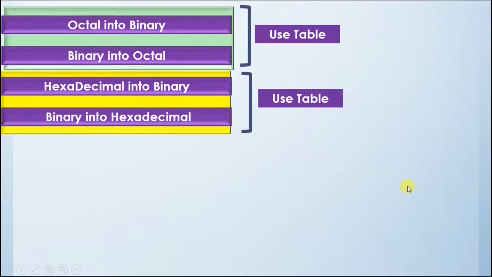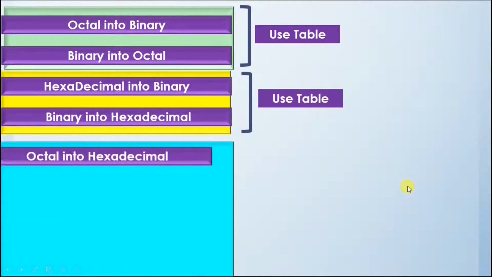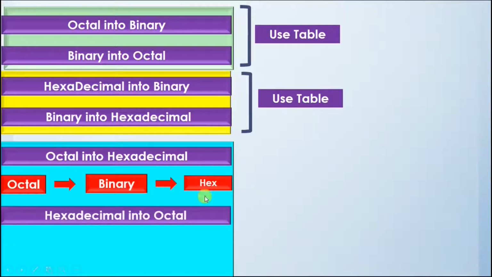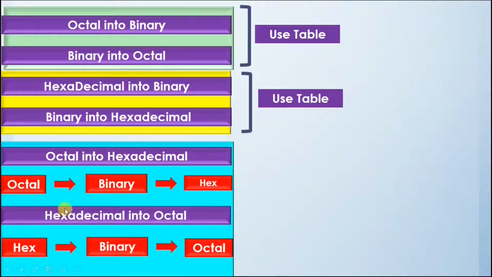So now we have completed octal into binary, binary into octal, hexadecimal into binary, and binary into hexadecimal. In the next section, we will see how to convert octal into hexadecimal. The conversion from octal into hexadecimal is not direct. So first of all, we will convert octal into binary and then binary into hexadecimal. And then we will see how to convert hexadecimal into octal. Again, the conversion is not direct. So we will convert hexadecimal into binary first and then binary into octal. So let's see how to do the conversions.